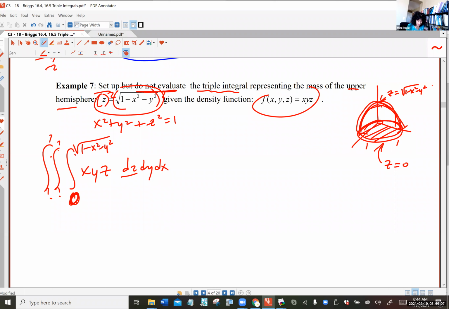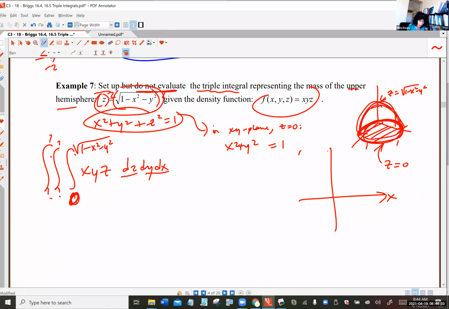Now, what about what y and x are doing? Well, look at the trace that the sphere makes in the xy plane. The way you do that is you take your sphere equation, and in the xy plane we know that z is equal to 0. So if you set z equal to 0, that's the trace that the solid makes as it cuts through the xy plane. So here in the xy plane, the base of the solid is just a circle centered at the origin of radius 1.